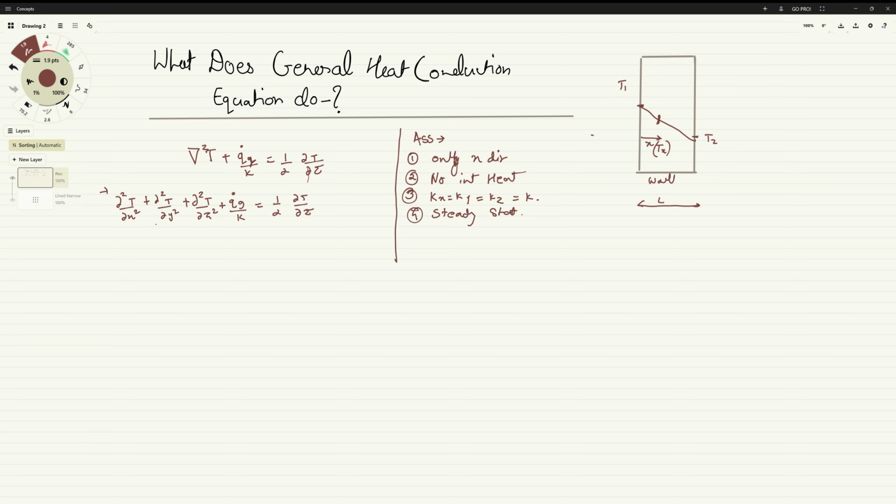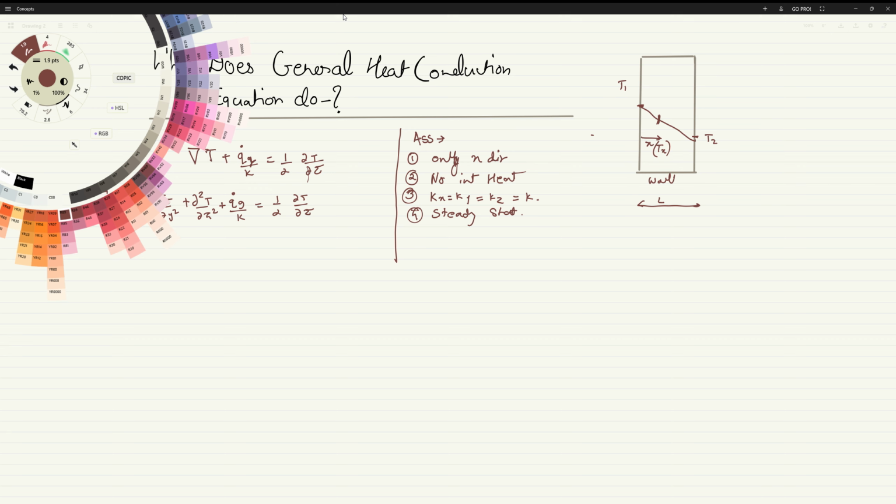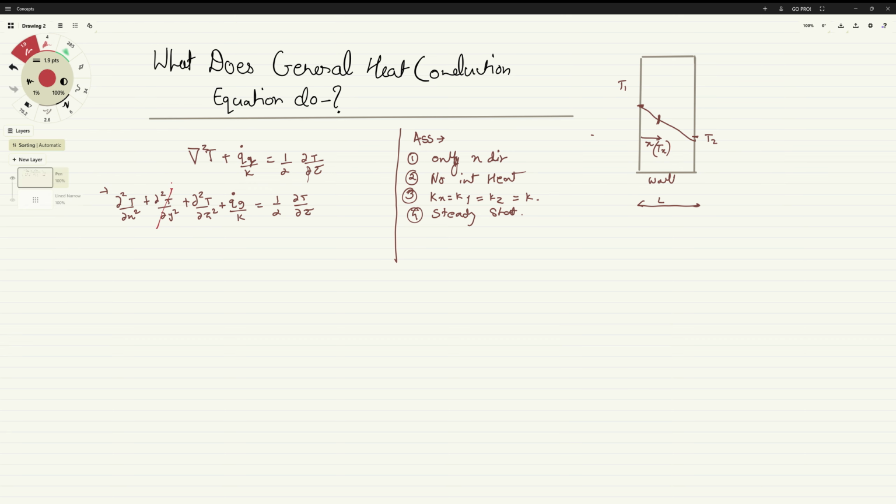That means we eliminate the y term, it is equal to 0. Also, heat is only in the x direction, so we eliminate the z term too, because the change in z is also 0. Now, no internal heat is being generated, so the internal heat generation term becomes 0. And it's in steady state, so there is no change in temperature with respect to time, which also becomes 0.